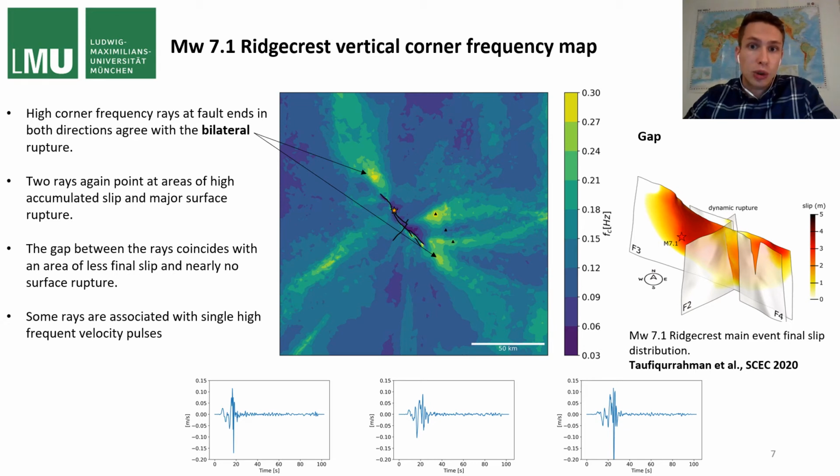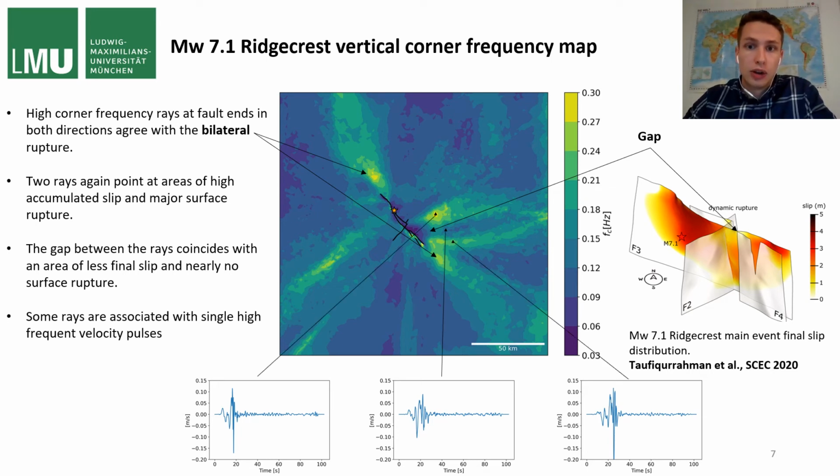There are again 2 waves that point at areas of high accumulated slip and major surface rupture, and what's most interesting, the gap between these waves coincides exactly with an area of less final slip and nearly no surface rupture. The orthogonal fault acted here as a barrier, and the rupture could break through the barrier only at depth, and then had to rupture upwards again.